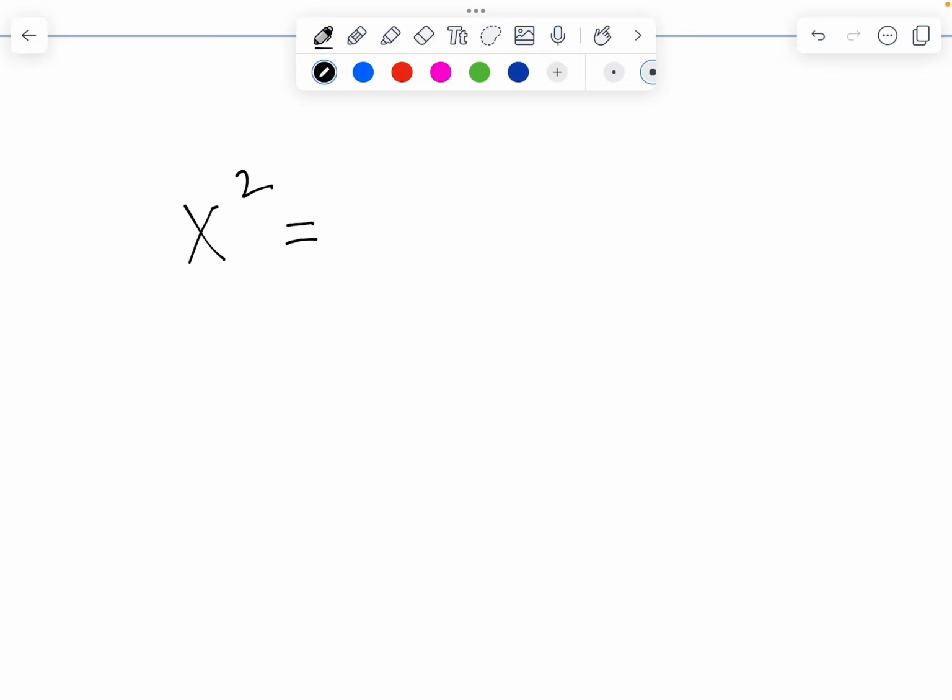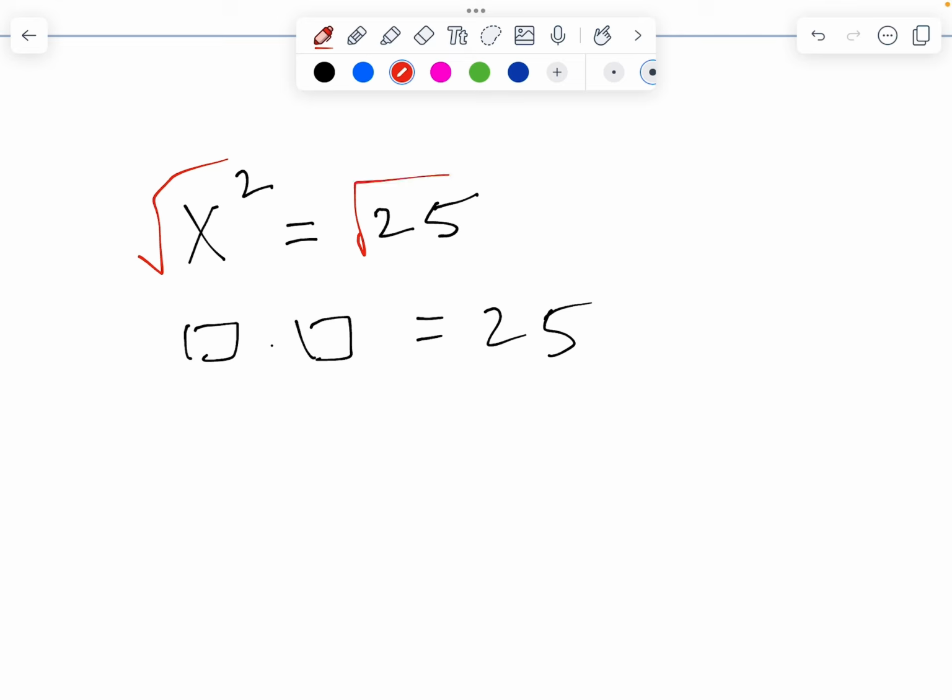x squared equals 25. And that means something times itself is 25. So to find that is taking the square root. And when you take the square root of 25, you get 5. And that makes sense. 5 times 5 is 25. But notice also that negative 5 times negative 5 is also 25.